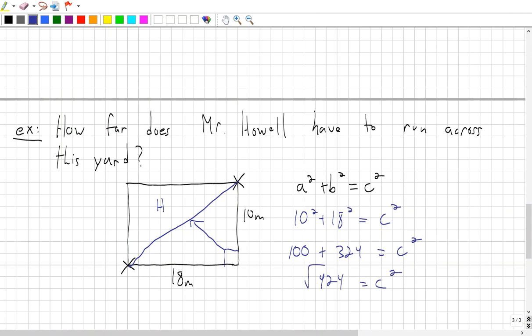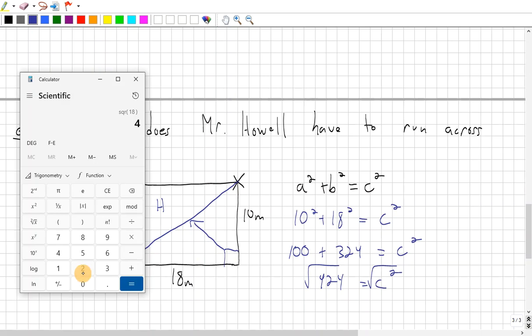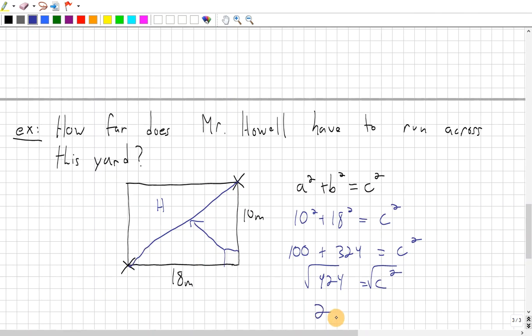And we want the side length, so we want the square root of 424. Take the square root, and we get 20 point, this time I can round to 1, so 20.6, because the number next to the 5 is a 9, so that bumps the 5 up to a 6. So 20.6, and this is in meters.